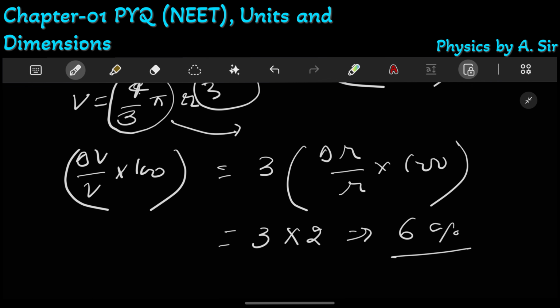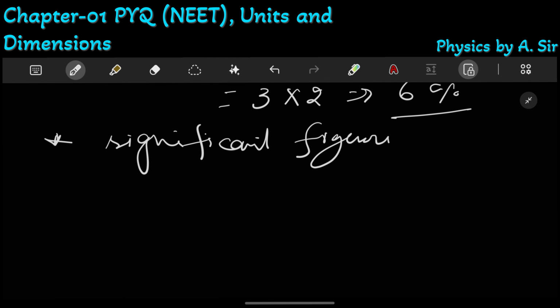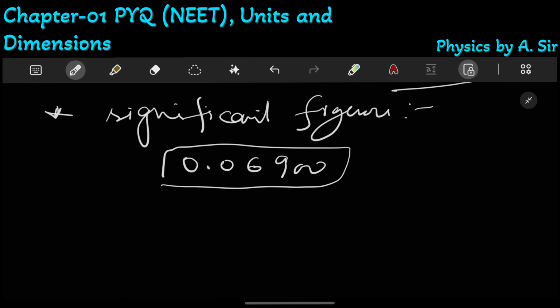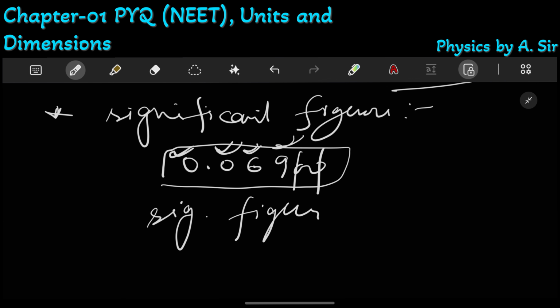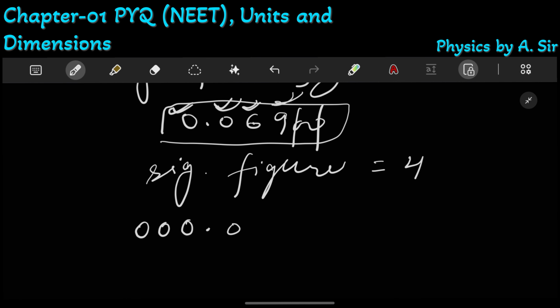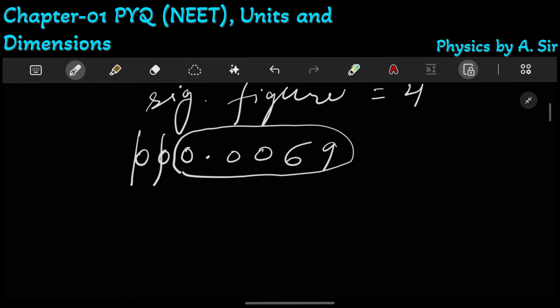Let's move on further. This question is from significant figures. I'm sure you have heard this term, so let's see what it is. The number of significant figures in 0.06900. Let's break this down. The leading zeros have no significance, and only the remaining digits contribute: 1, 2, 3, 4. So the number of significant figures is 4. And if something like 0.0069 is written, then it is only 2, because the leading zeros have no significance in this value.